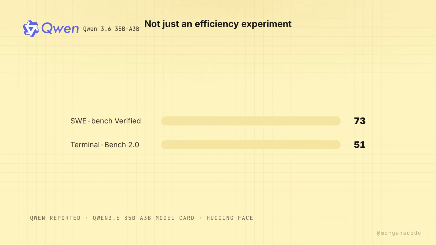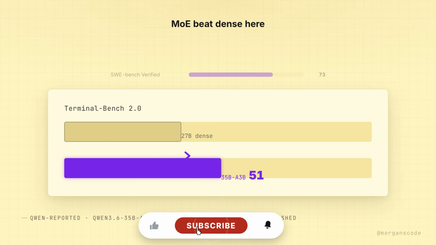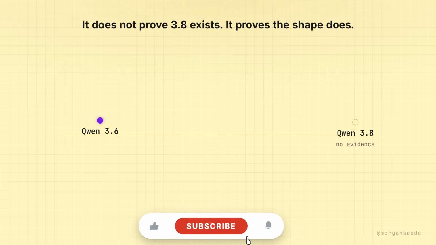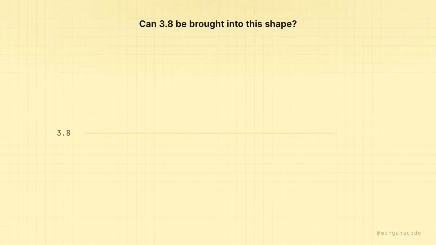And this was not just an efficiency experiment. It scored around 73 on SWE Bench Verified and just over 51 on Terminal Bench 2.0. On Terminal Bench, it even outperformed the dense 27B model from the same generation. That does not prove a Qwen 3.8 version exists, but it shows that Qwen has already released this kind of efficient architecture before. The obvious question is whether Qwen can bring the improvements from 3.8 into the same efficient format.